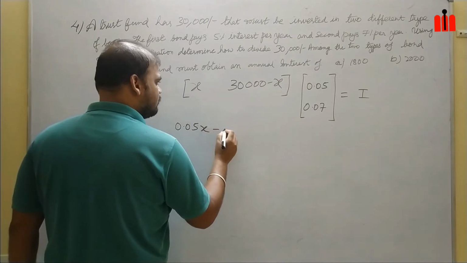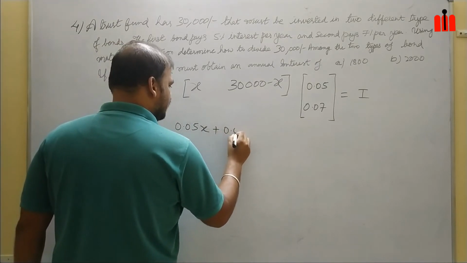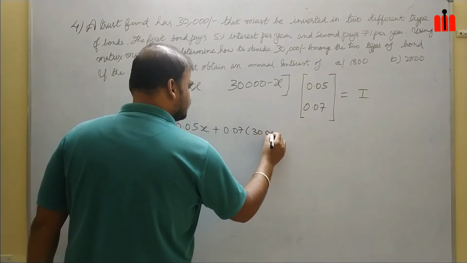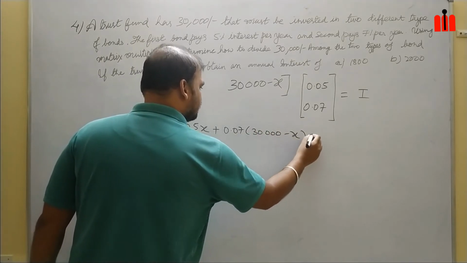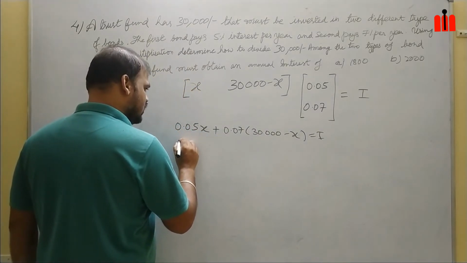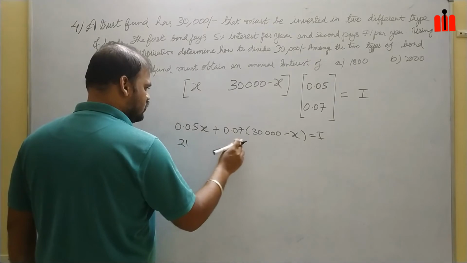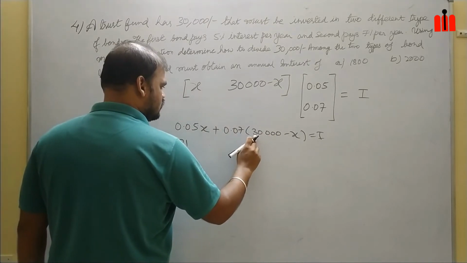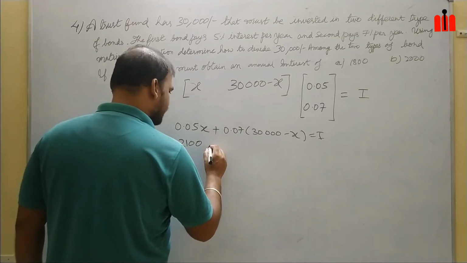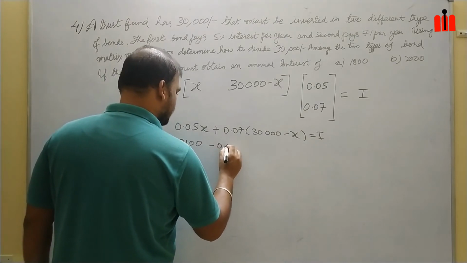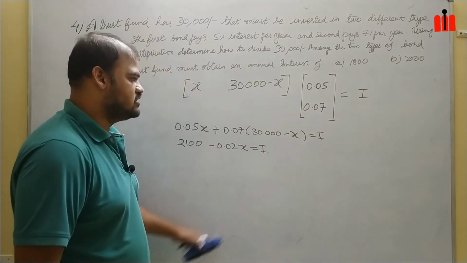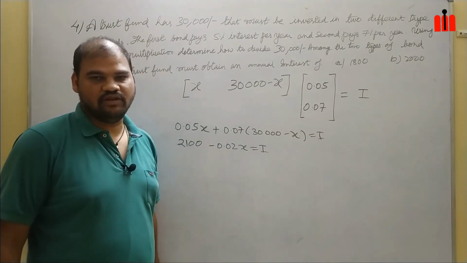It will be 0.05x plus 0.07 into 30,000 minus x. This will be equal to interest. So it is 2100 minus 0.02x equal to I. So this is what my equation will be.